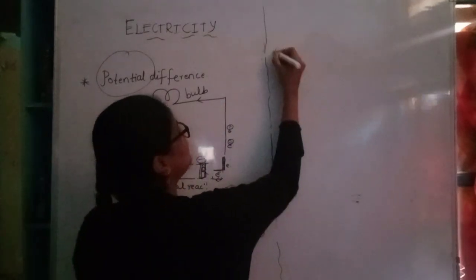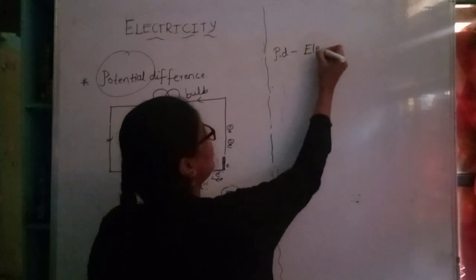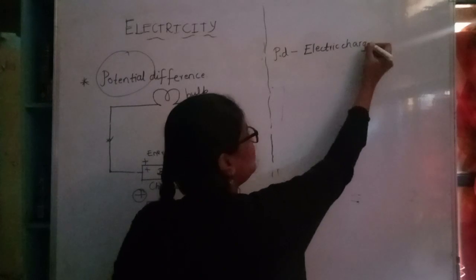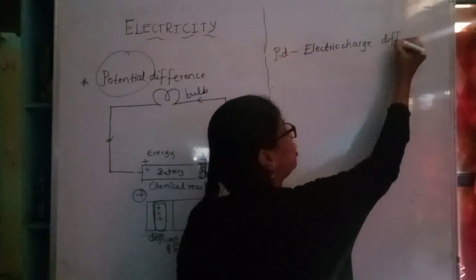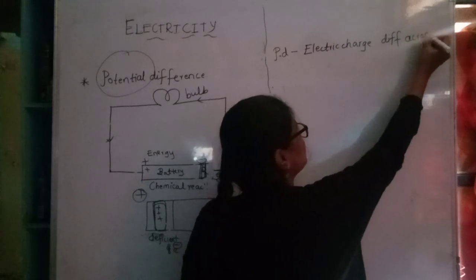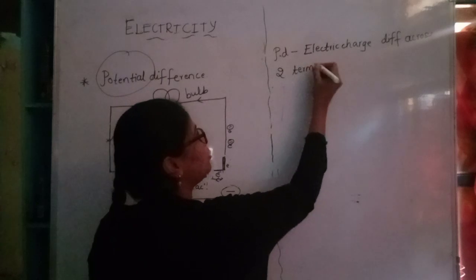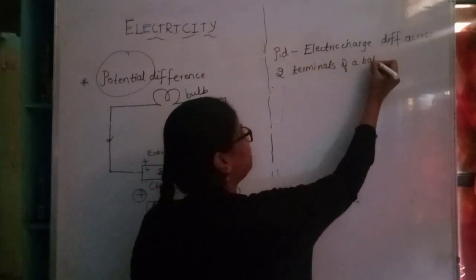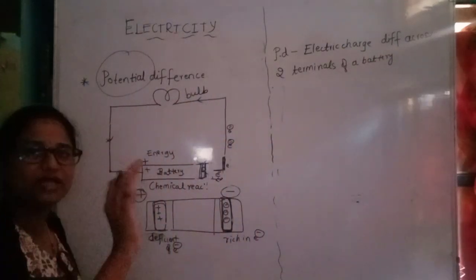So let me write this as PD. It is nothing but the electric charge difference. Electric charge difference. Okay. Across what? Across two terminals of a battery. Two terminals of a battery. This is the actual statement of the potential difference.